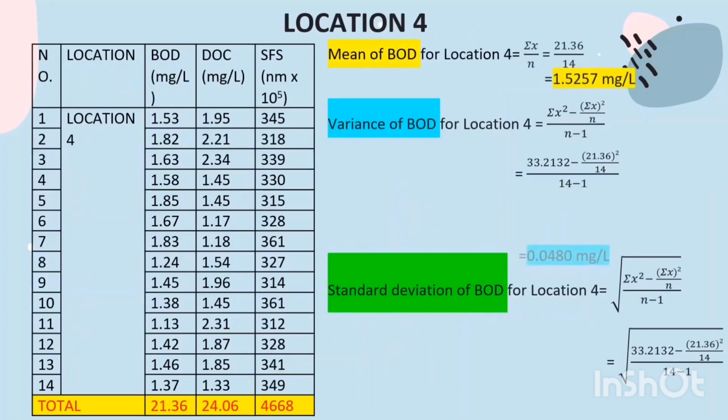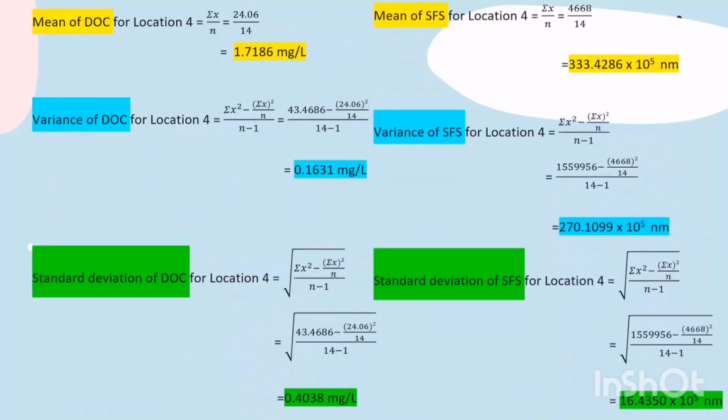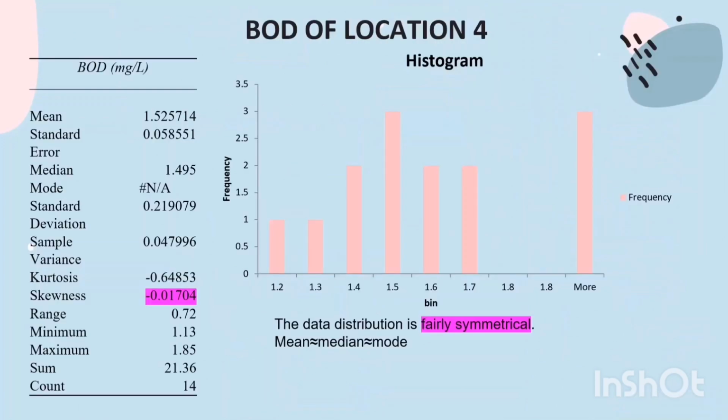This is the mean, variance, standard deviation of BOD for location 4. So this is the mean, variance, standard deviation of DOC, and mean, variance, and standard deviation of SFS. The skewness of BOD of location 4 is negative 0.01704. Hence, the data distribution is very symmetrical. Mean is approximately equal to median and mode.